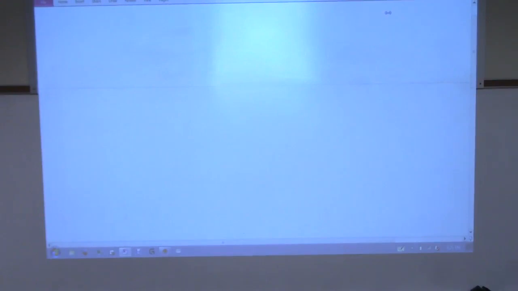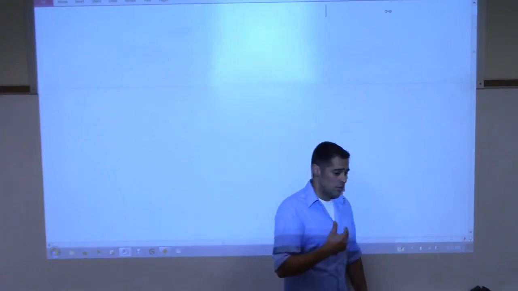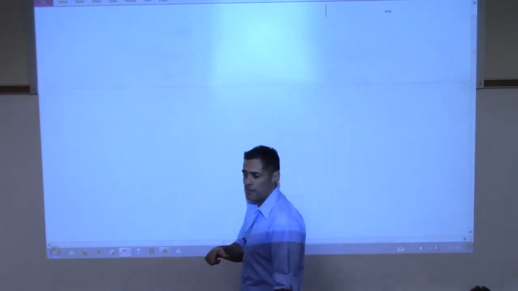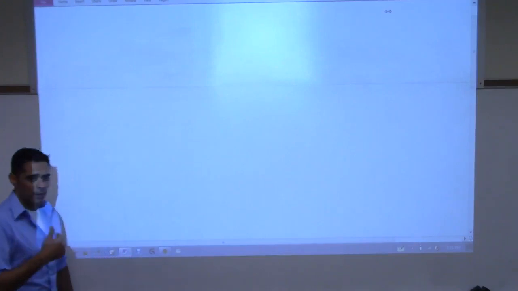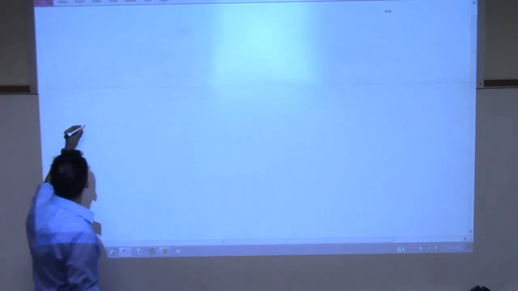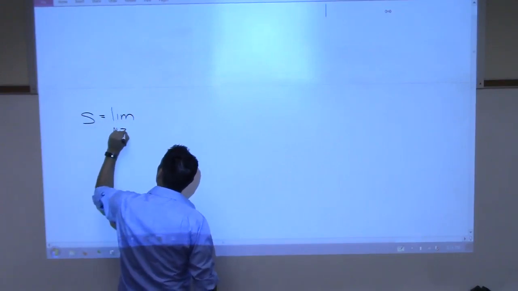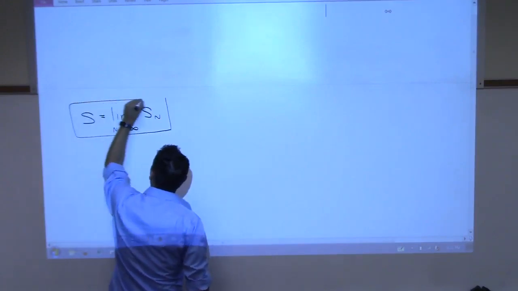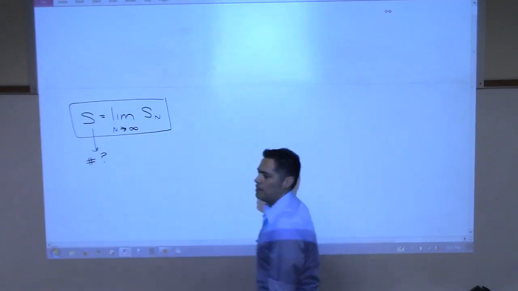So the main idea at this point is the following. If you have a sequence and you try to find the infinite series that corresponds to the sequence, it's either going to converge or diverge. The way you check to see if it converges is by taking a limit of the partial sums. So this is the thing we're most interested in. Can we find the limit as n goes to infinity of s sub n? Does this limit exist? Does this turn into a number or not? Right? Does it?